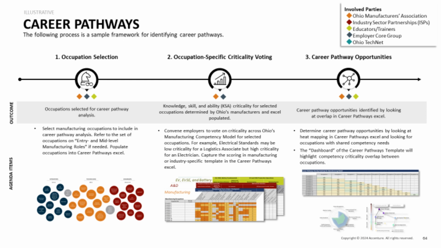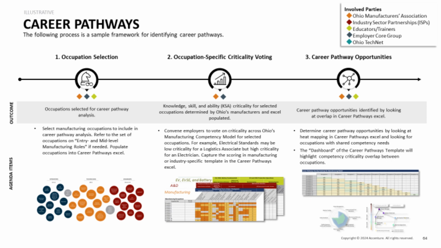Three simple steps here. Starting off, just going to dive right in. Occupations are selected for career pathway analysis. That's step one. Employers will select a subset of manufacturing occupations to include in a career pathway analysis. They can refer to the set of occupations on the entry and mid-level manufacturing roles slide that we utilize for our competency model if needed. And then they'll go ahead and populate these specific occupations into the career pathways Excel template.